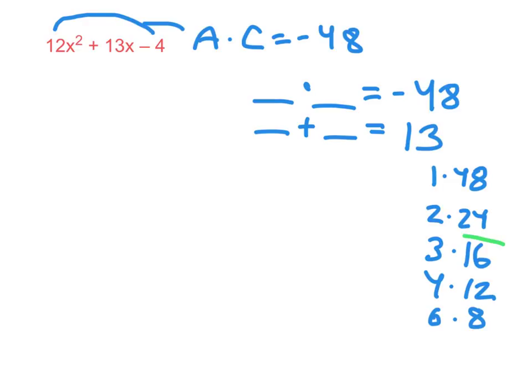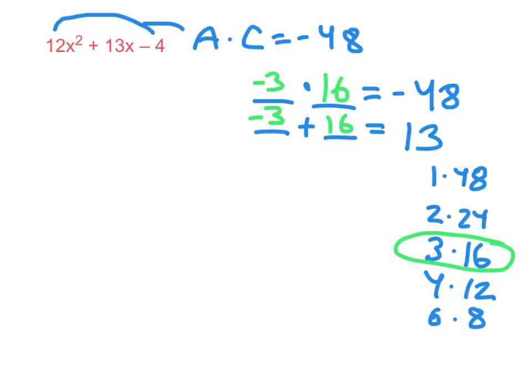After playing with the signs, I realized that 3 and 16 will work if I use negative 3 and positive 16. Then I have negative 3 times 16 is negative 48, and negative 3 plus 16 is positive 13.